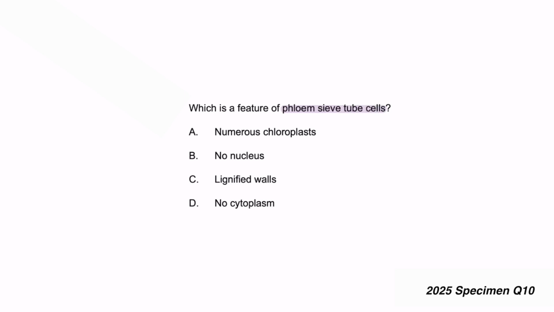Phloem sieve tube cells are living cells. However, the cell does not have cellular contents, for example, no chloroplasts and no nucleus. But it still has cytoplasm. Lignified walls are specific structures in xylem.